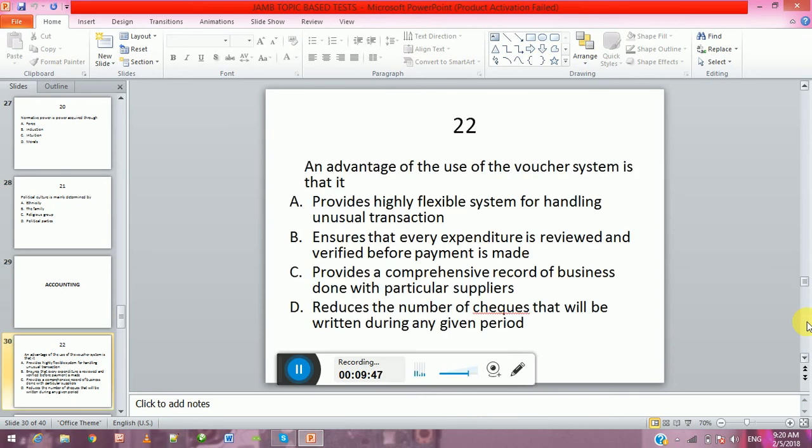Accounting. An advantage of the use of voucher system is that it A. provides highly flexible system for handling unusual transactions, B. ensures that every expenditure is reviewed and verified before payment is made, C. provides a comprehensive record of business done with particular suppliers, D. reduces the number of checks that will be written during any period.